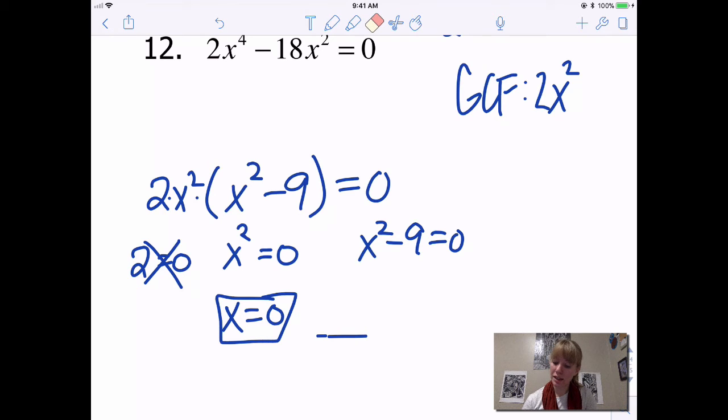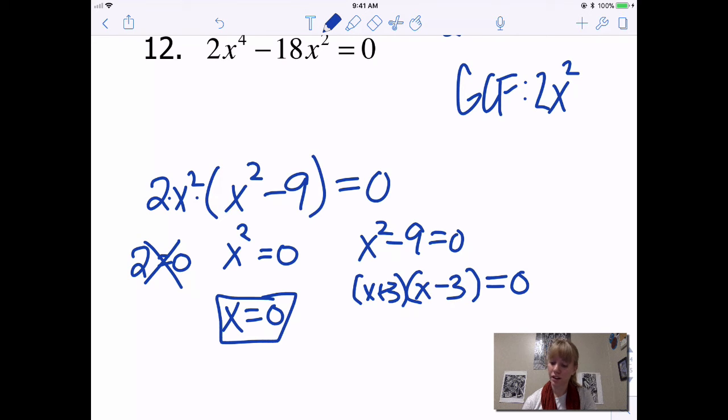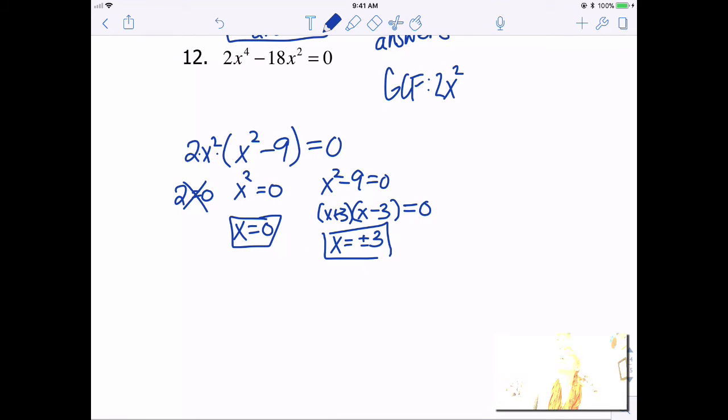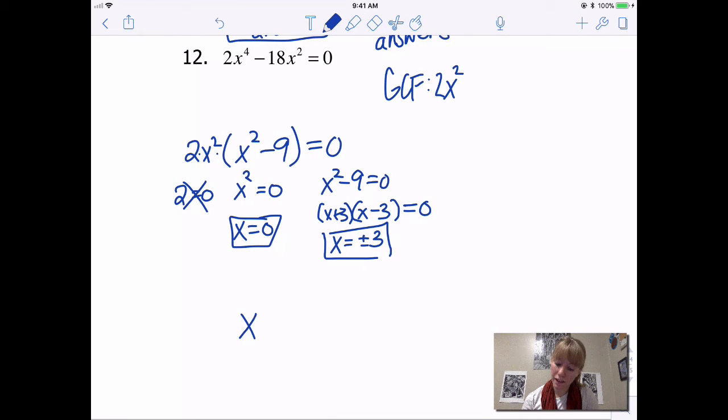And then x squared minus 9 equals 0. Here I can factor this again. That's a difference of squares. X plus 3, x minus 3. So x either has to be 3 or negative 3. So final answer, 0 plus or minus 3.